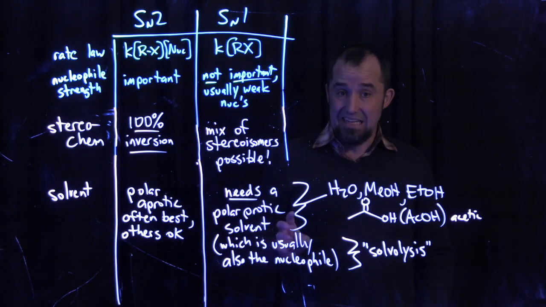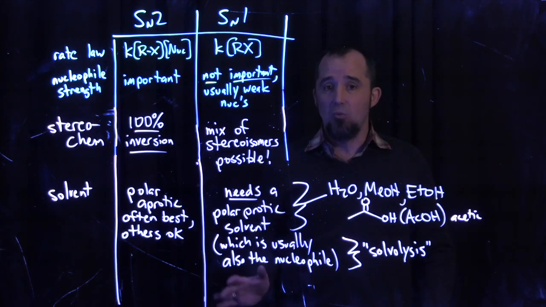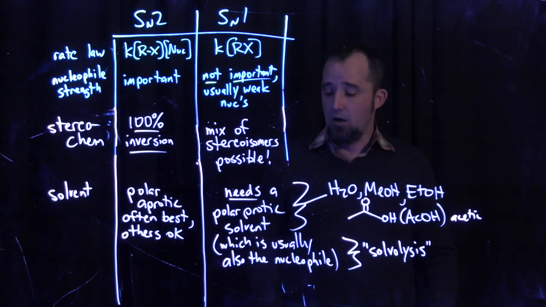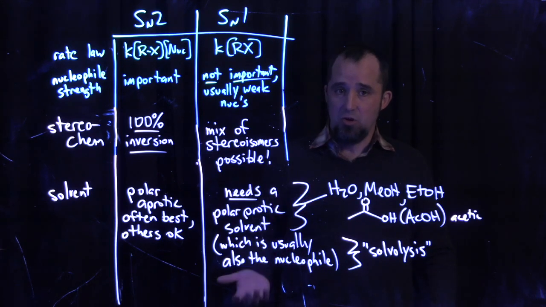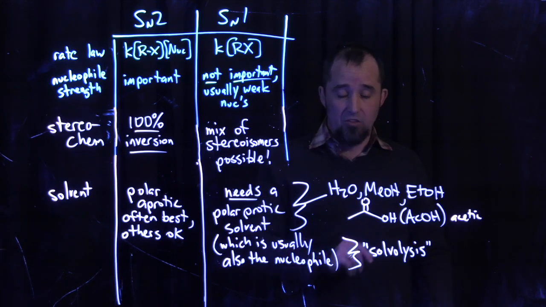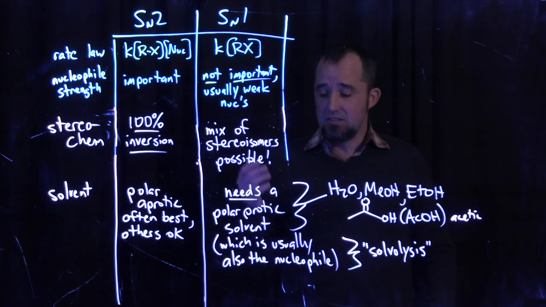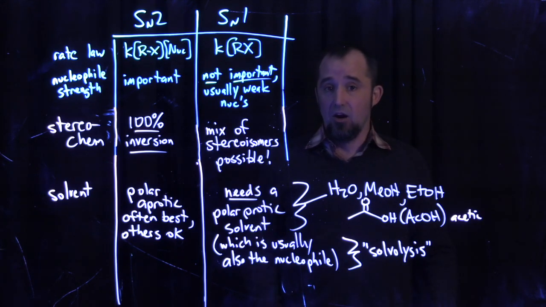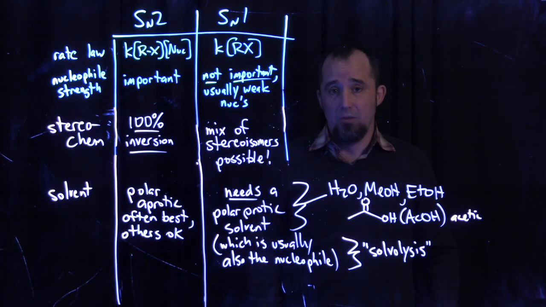Usually that solvent is also the nucleophile, so we usually don't bring in another good nucleophile like cyanide or whatever. So almost all the time when you're doing an SN1 reaction, the solvent is also the nucleophile. We call that solvolysis. The only exceptions would be if you had like HBr or HCl or something like that. There you might see Br minus or Cl minus as the nucleophile.